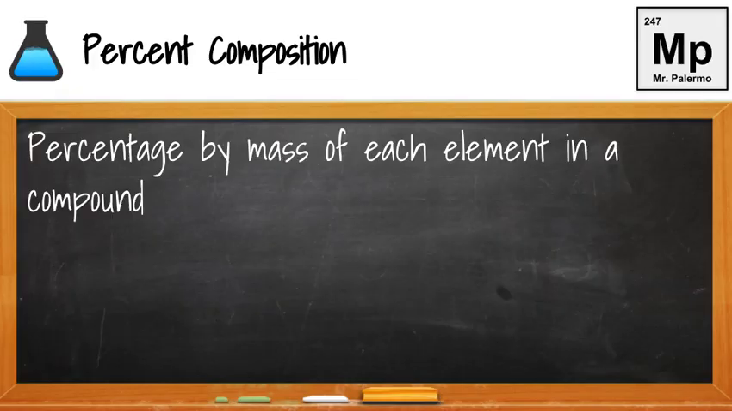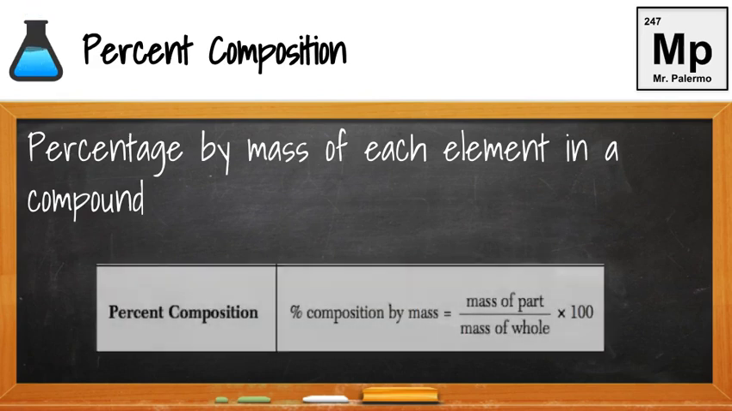So putting it another way, percent composition is the percentage by mass of each element in a compound. And we have a formula listed on Table T for percent composition by mass, and that's the mass of the part over the mass of the whole thing times 100.